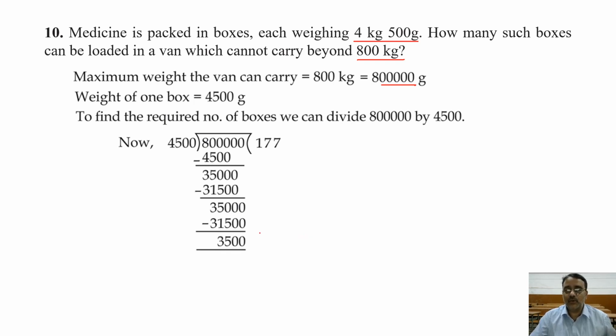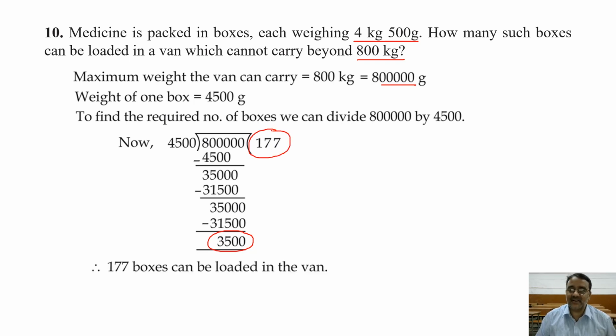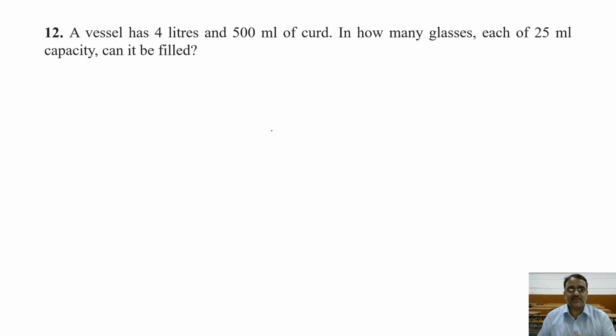So now we cannot put one more box because the space is very less, that is 3,500. So we can keep only 177 boxes in the van. So this is the final answer. Okay, so now we are moving toward the last question of today's revision, that is the 12th one. A vessel has 4 liters and 500 milliliter of curd. In how many glasses each of 25 milliliter capacity can it be filled?